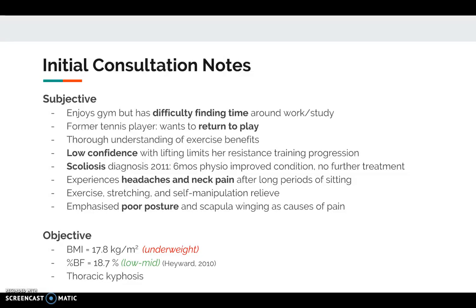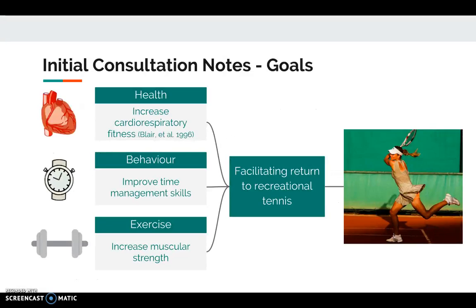My client was diagnosed with scoliosis of the thoracic spine in 2011. After 6 months of physiotherapy, her condition was improved and no further treatment was sought. Since stopping therapy, her condition has regressed. She has daily neck pain and headaches, exacerbated by long periods of sitting. She relieves her pain through stretching and self-manipulation of the upper trapezius and cervical extensors. The client also consistently emphasized her poor posture as the cause of her pain. Her BMI of 17.8 classifies her as underweight, however her body fat percentage is within normal parameters for a female of her age and activity level.